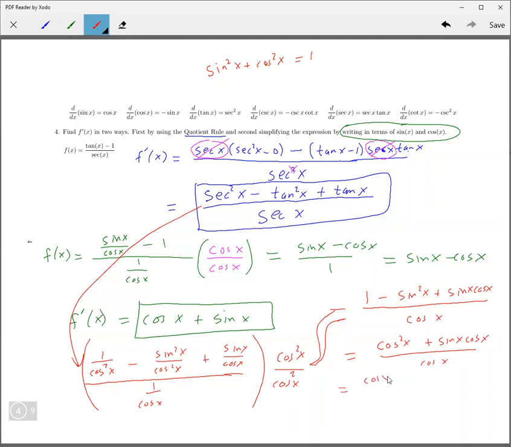And then you factor a cosine x out. You have the numerator. And then those cancel, and you end up with cosine x plus sine x. And those end up being the same. Okay. So a lot of times it's easier just to change these trigonometric functions into sine and cosine when you have something complicated like that, because I think it was easier to take the derivative here than it was to do the numerator, than to do this first way.